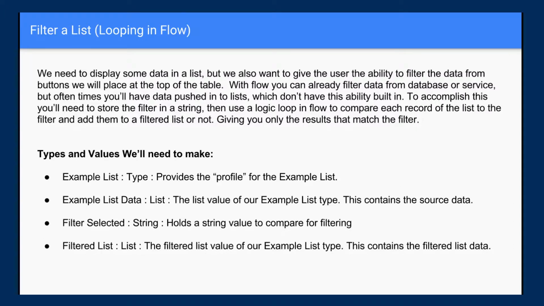Filtered selected is going to hold what our current filter that we have selected. This will be set by an operator that will push in based on which button you click on. And then finally, there's the filtered list, which will contain the actual final filtered list data that will display only those items that you want to display based on the filter. So with that, let's get building.